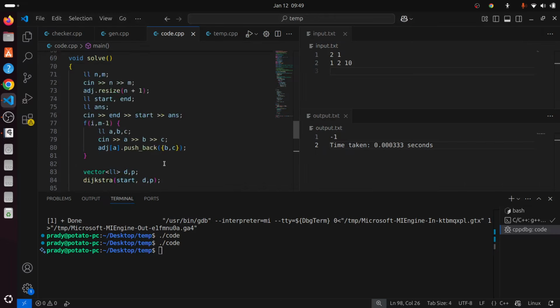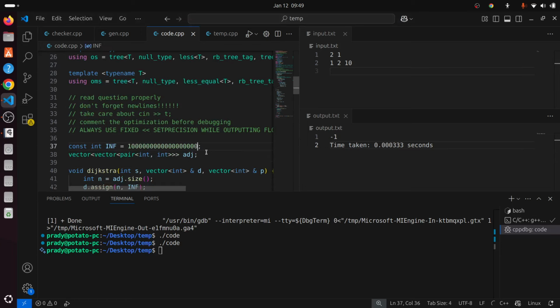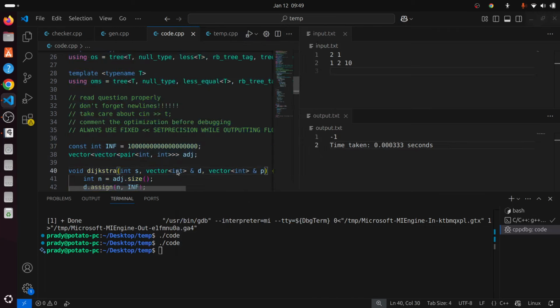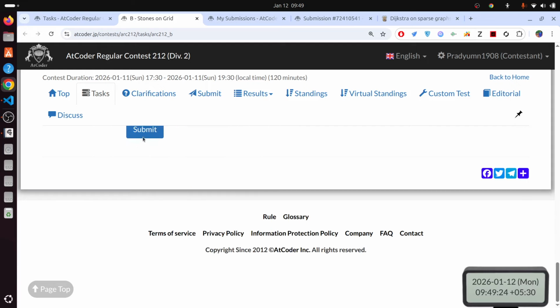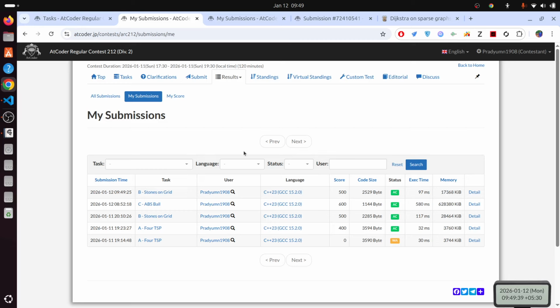But this infinity value, I hope it is large enough. I'll add more zeros to it. How many zeros are there? 18 zeros. Okay, that is fine. So I'll submit this. Okay, I guess it got AC.